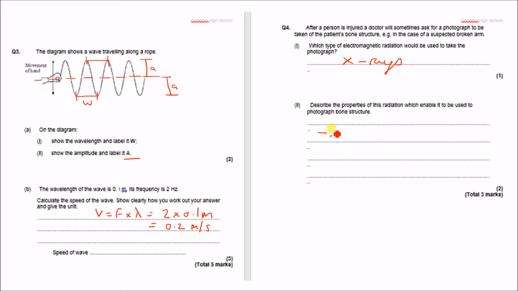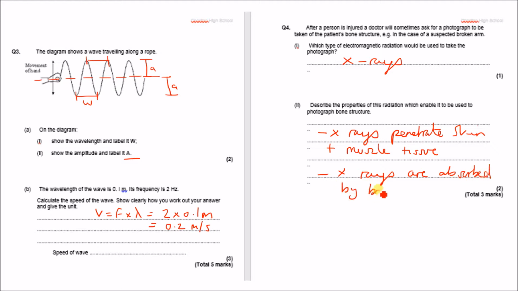Well, X-rays penetrate skin and muscle tissue. So why can we see them? That's because X-rays are absorbed by bone. So this property of being absorbed by bone but passing through the rest of the tissue is really important, and that is what's picked up by the scanner.